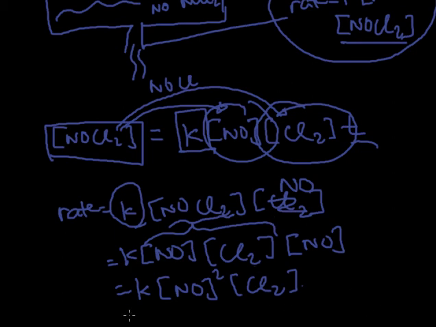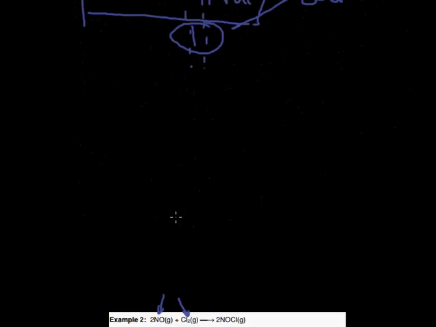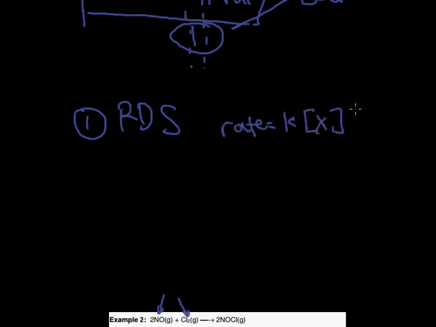Typical questions that will come up for this is to have a mechanism, and they ask you, from the experimental data you have proposed a certain rate equation, like second order to NO and first order to Cl2, and after that they tell you which mechanism explains this. So if you understand that, the first step is always to find the rate determining step, and then have the rate in terms of the reactants of the rate determining step, for example x and y. These are the reactants of the rate determining step.